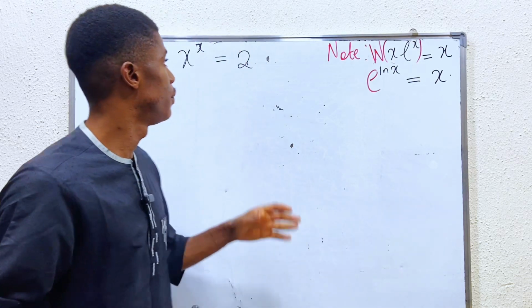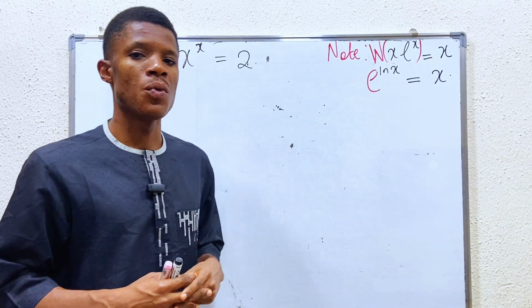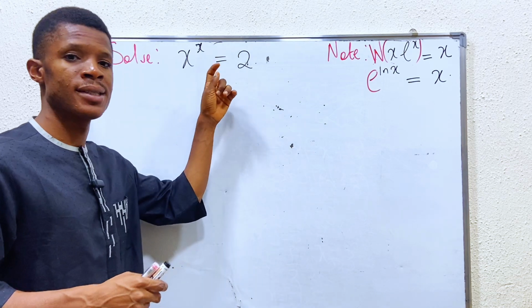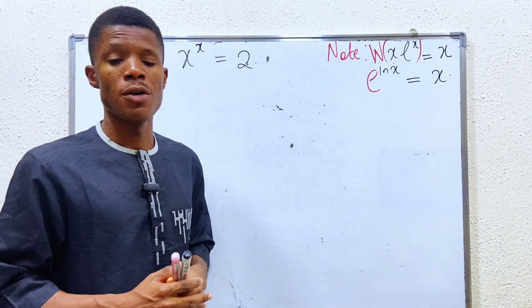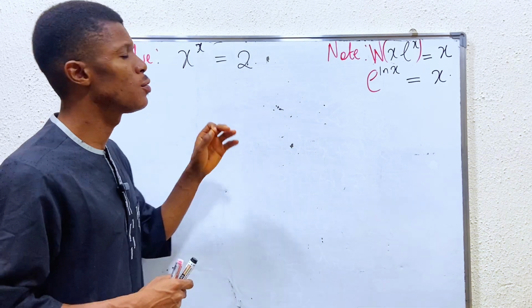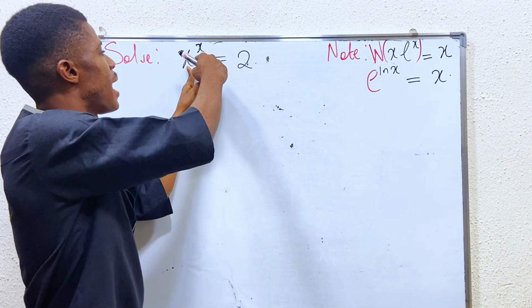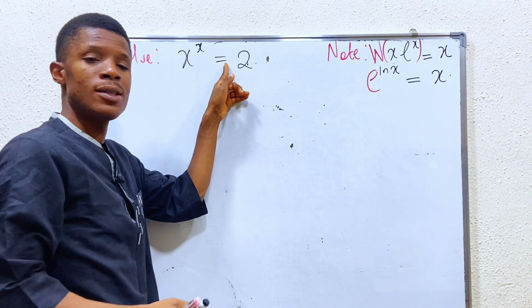Can you solve the problem on the board using the Lambert W function? We are told to find x such that x power x is equal to 2. For us to solve this, the first thing we have to look at is that we are trying to find the exact value of x that, once we raise x to itself, we are going to get 2.